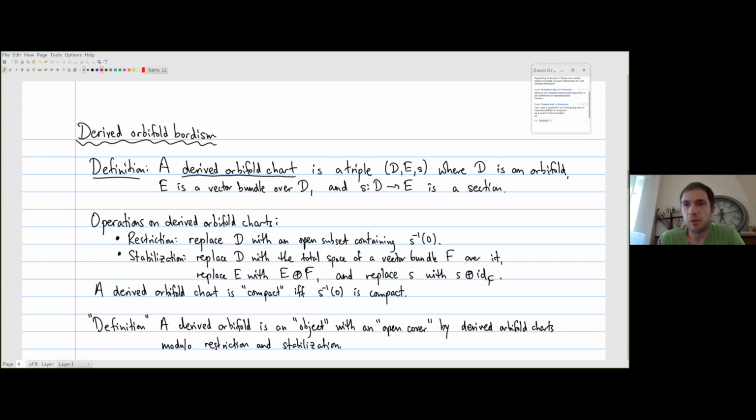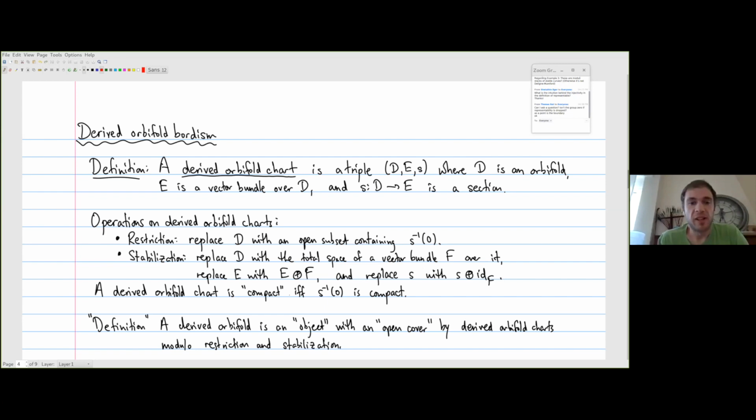There are various ways of making this precise. Spivak wrote about derived smooth manifolds. Joyce has written a lot about D-orbifolds, derived orbifolds, and various others as well. Maybe so many that I shouldn't try to list all of them, but for the purposes of this talk, we're not going to use this notion.